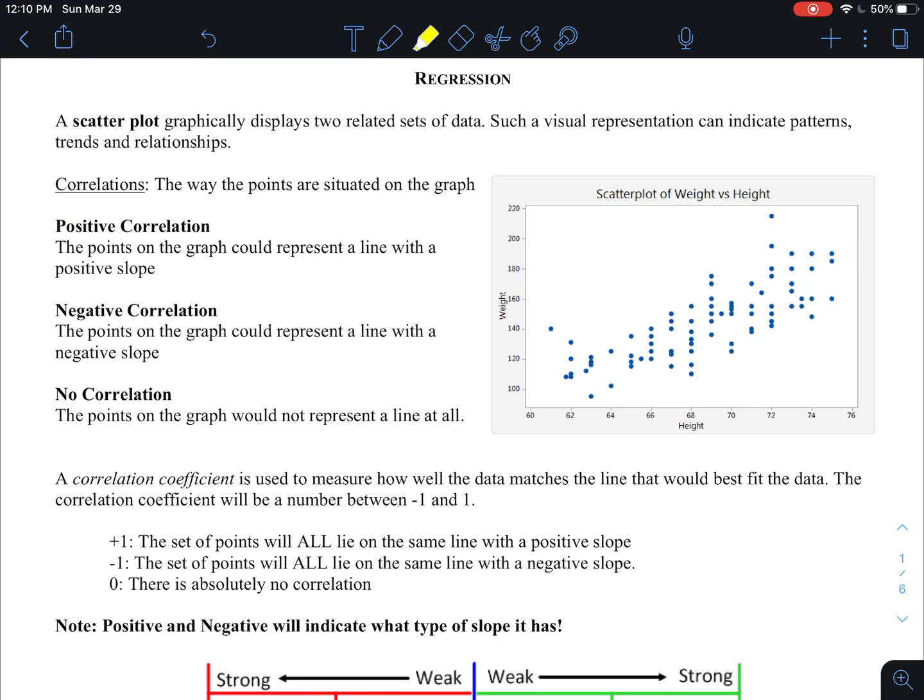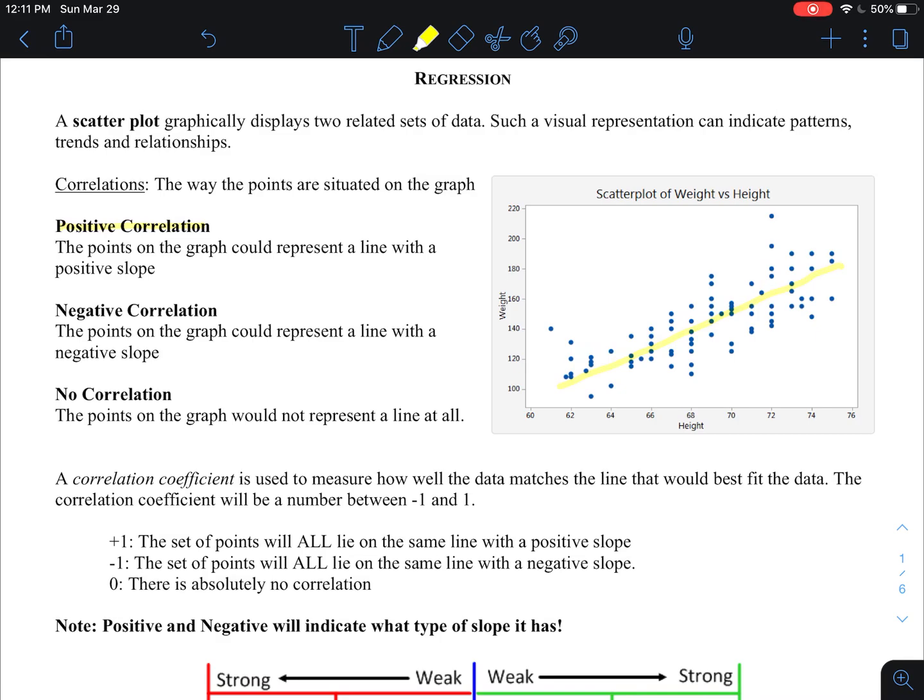So if you imagined a line that could possibly get as close to as many points as possible, if that line appears to be going in a positive direction, this would be data that has a positive correlation. If the line had been sloped in a negative direction, as x got bigger, y got smaller, we would call that a negative correlation. And if the data was spread out to the point where you really don't think you could put a line, either positive or negative, to kind of capture the majority of the data, then we would just say there's no correlation because we really can't represent it with a line at all.